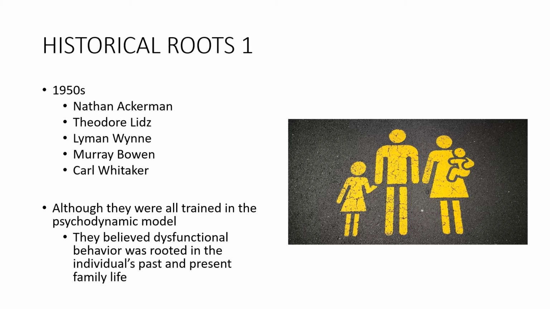So this group of people, although they did study under Freudian style, believed dysfunctional behaviors were rooted in the individual's past and present family life. So it wasn't just what happened when you were younger, but the relationships that you develop as you're older, let's say your spouse, your children, and stuff like that, that also affects if there are going to be things that might be unhealthy in the relationship and causing, let's say, unhappiness.